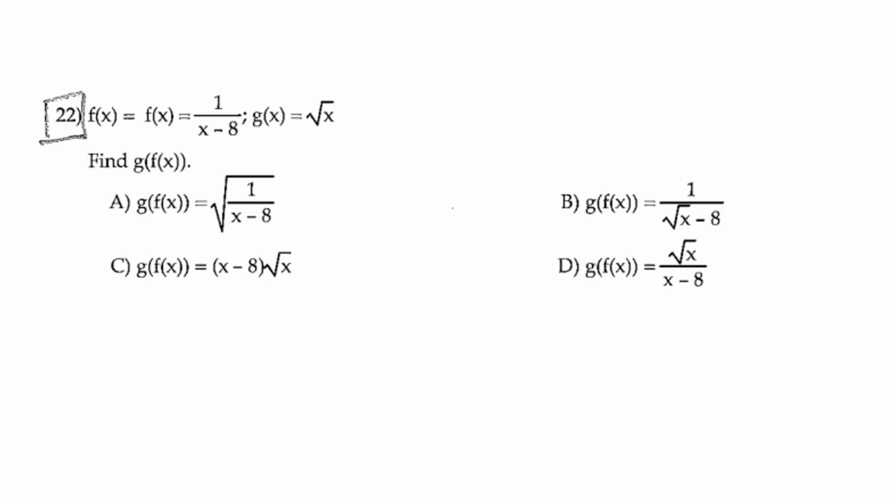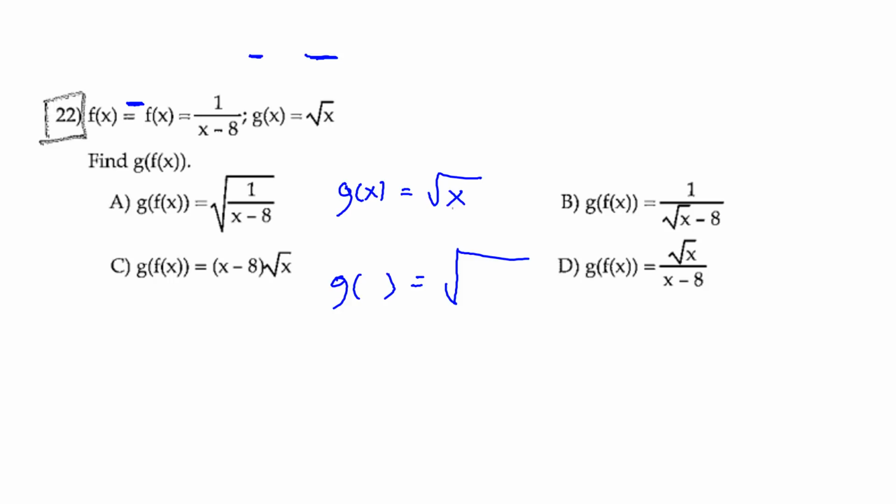To answer this question, the first thing that we need to do is to look at what the outside function is. So here notice that the outside function is g. This outside function says that whatever you input, we basically need to take the square root of that. So if we were to input x, then we would have to take the square root of x. So that's what that says.